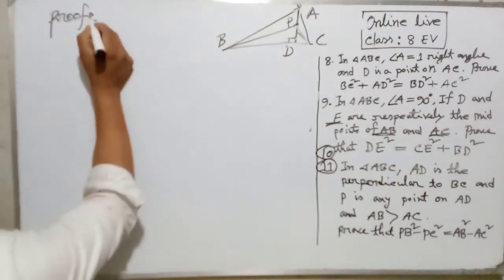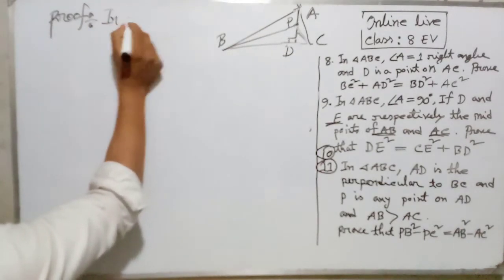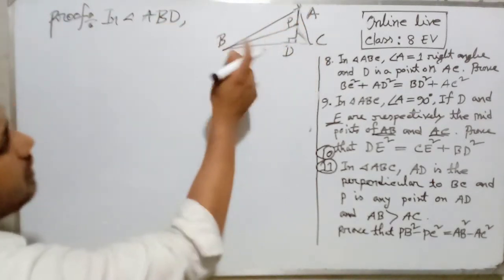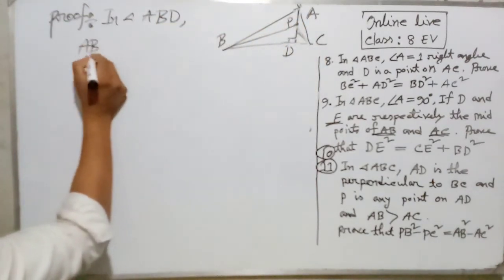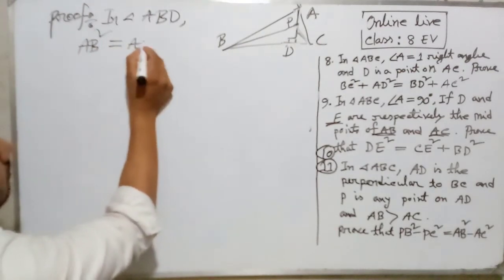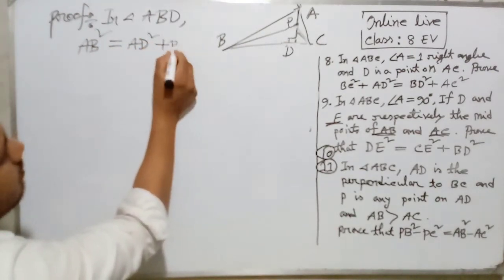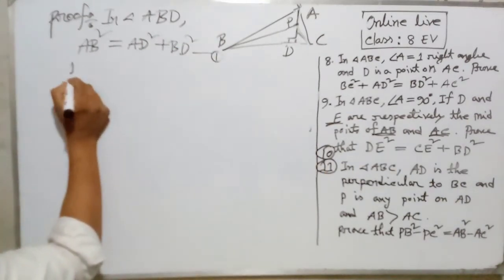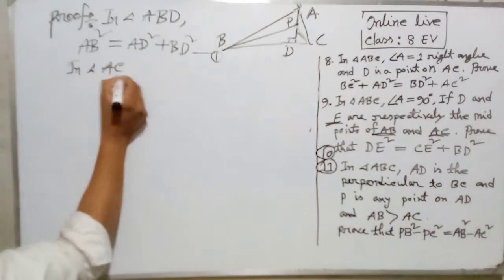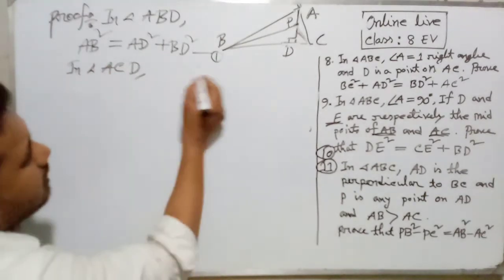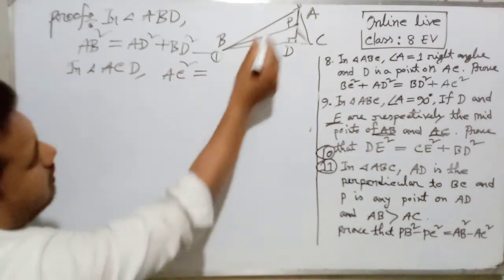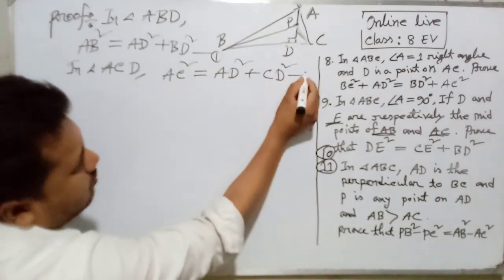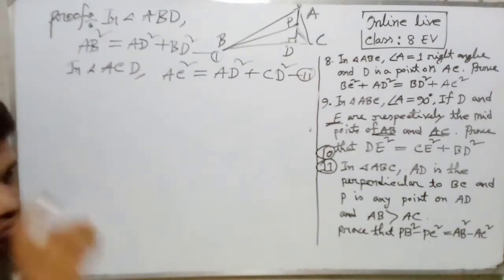Now dear students, look, in triangle ABD, now we can write AB square equal AD square plus BD square. Suppose this is our equation number 1. In triangle ACD, according to Pythagoras, we can write AC square equal AD square plus CD square. Suppose this is equation number 2.